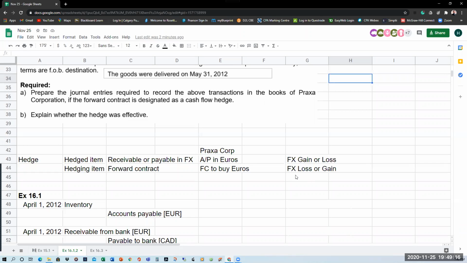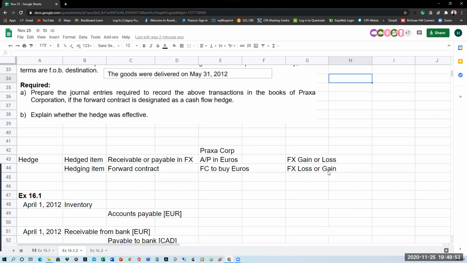It may not be a clean offset. It may not be a dollar for dollar offset, but certainly the total amount of the FX gain or loss will be reduced. But the euro could appreciate against the Canadian dollar. If that happened, you're going to have a loss on the accounts payable. But since you're going to be receiving euros from the bank, that will be a gain, right? So the euro appreciating would mean a gain. So again, a loss on the hedged item will be offset by a gain on the hedging item.